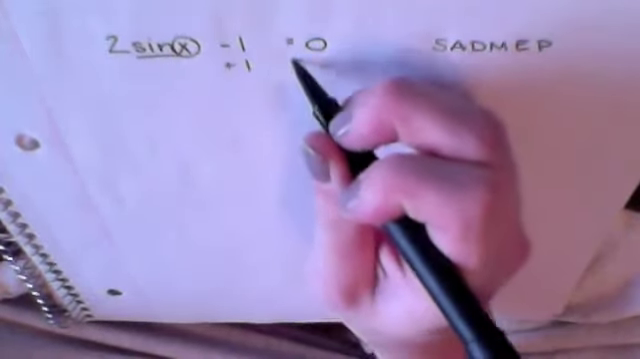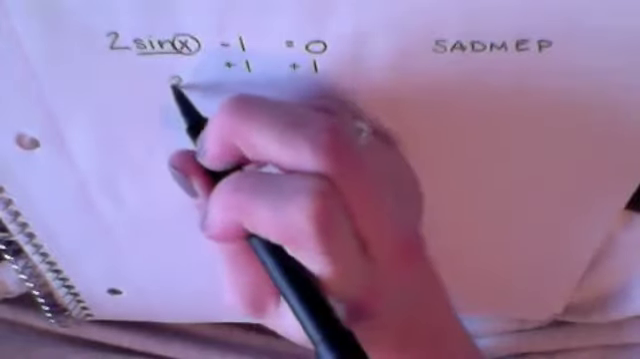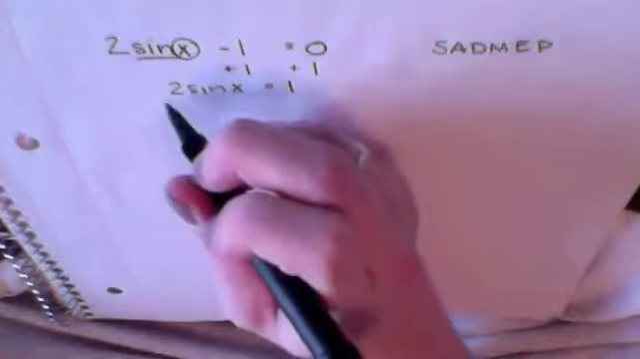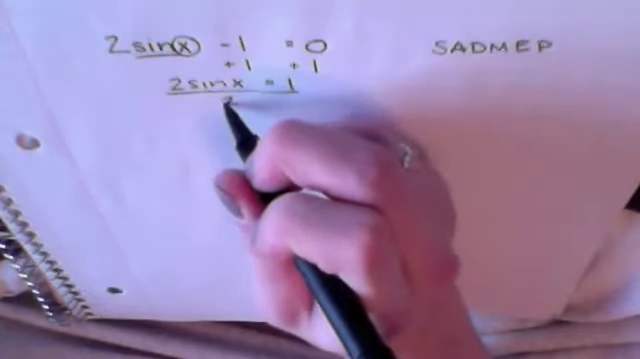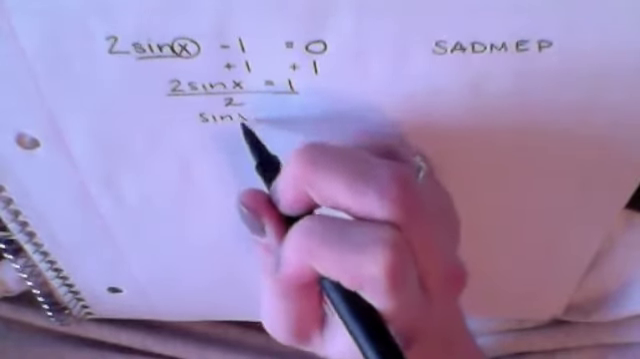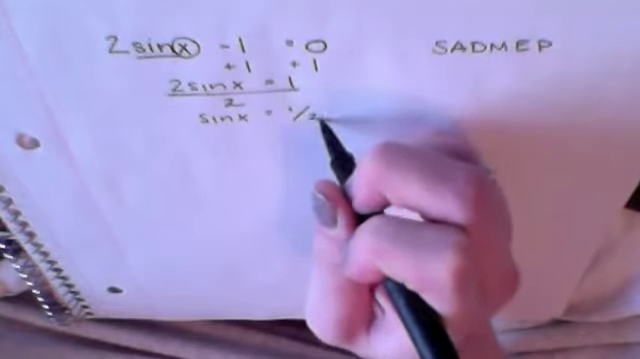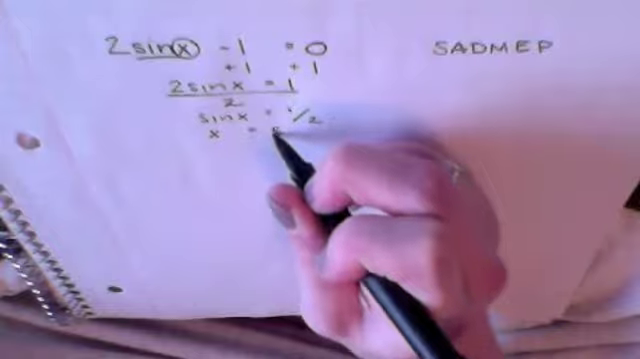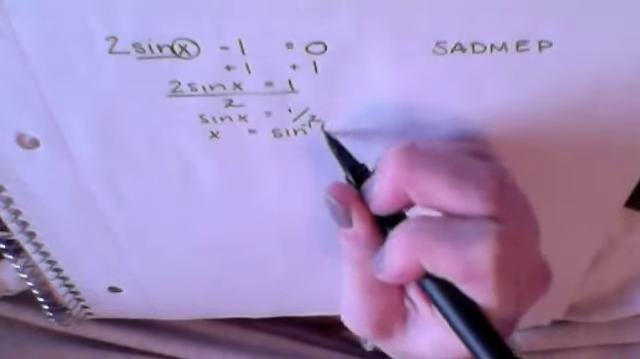The first thing I'm going to think of is SADMAP. Whenever I'm solving an equation, I always do reverse PEMDAS. So I ask myself, is there anything to add or subtract away? Well, there is. I'm going to add 1 to both sides. So now I have 2 sine x is equal to positive 1. I'm now going to divide everything by 2. So then I have sine of x is equal to 1/2. Lastly, to get x by itself, I need to take the inverse sine of both sides.